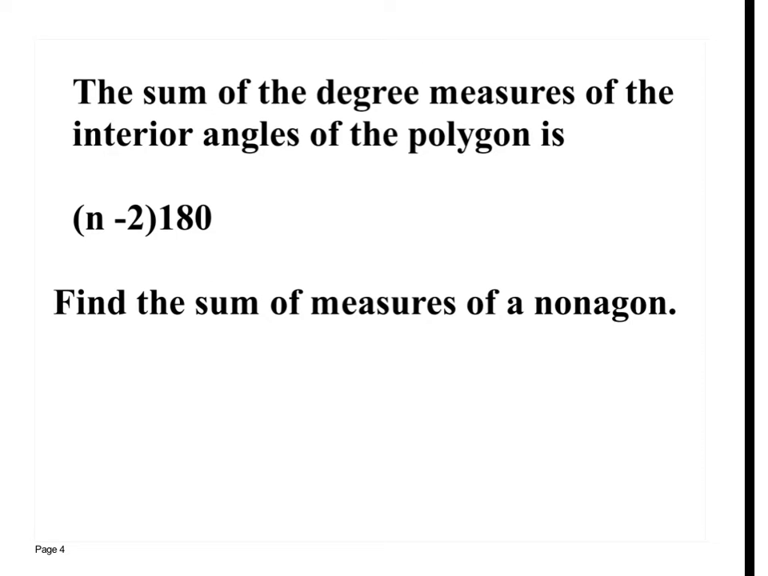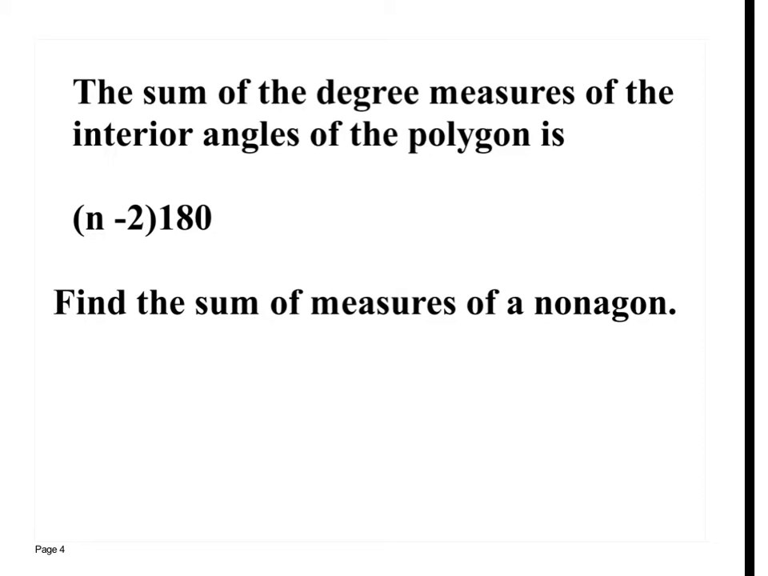All right, the sum of degree measures of the interior angles of a polygon is this formula right here. It's n minus 2 times 180. N is the number of sides of that polygon. So before you use this formula, you should always test it. Does it work for what you already know?